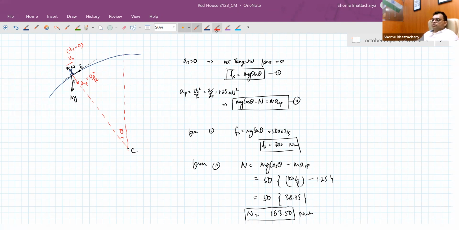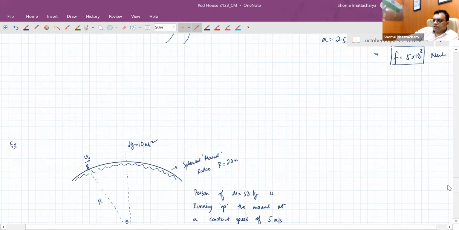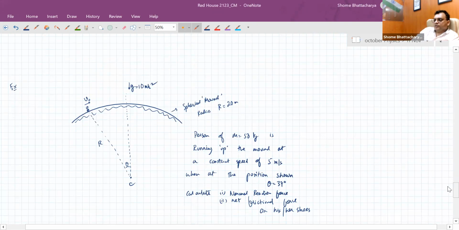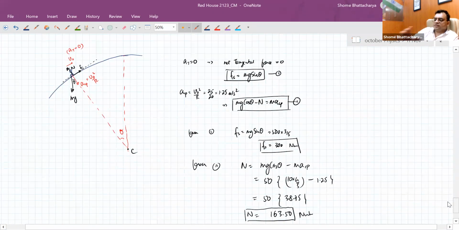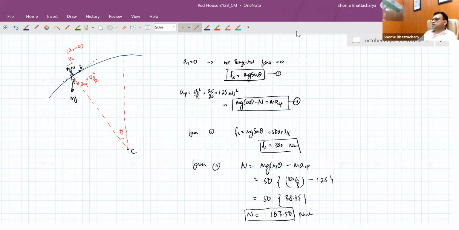It's given to us in the question that the person is running at a uniform speed of 5 meters per second, running up the mound. So to maintain that uniform speed, his strides will have to be balanced in such a way that he's able to generate that much friction. So when he's at theta equal to 37, at that particular instant, he'll have to generate a friction from the ground of this much by pushing his feet against the ground using his muscular power.